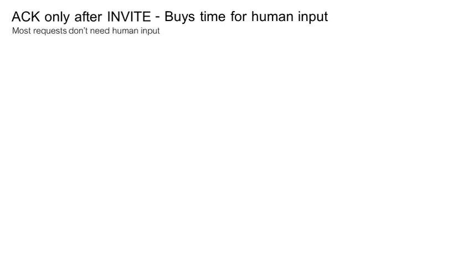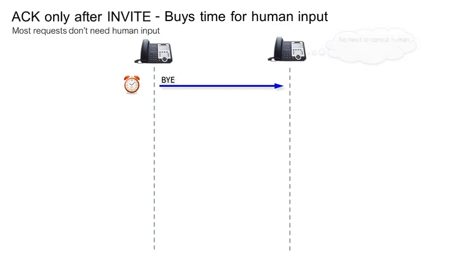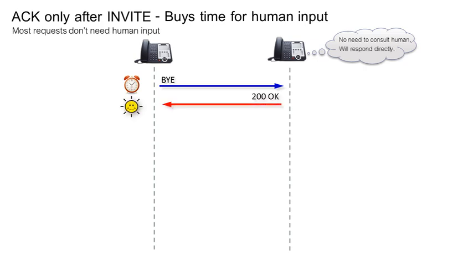The simple answer is that the ACK buys time for human input. Now, most requests don't need human input. Take the BYE, for example. There's no need for the downstream phone to consult the human user, no need to ask how to respond. It knows to respond directly with a 200 OK. The user agent server handles the BYE without need for human input.